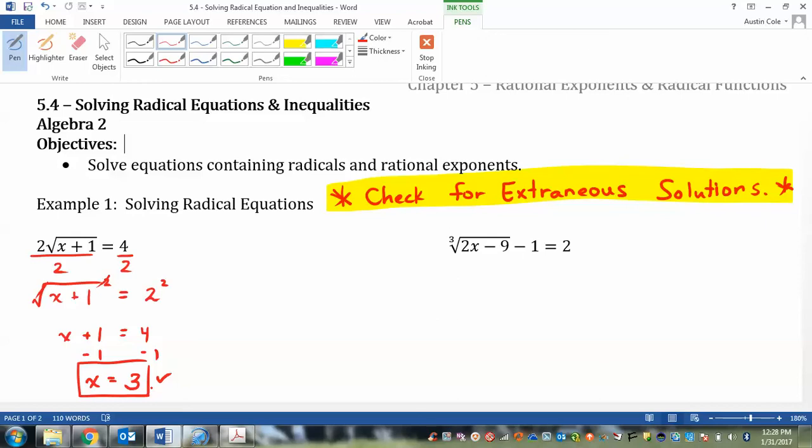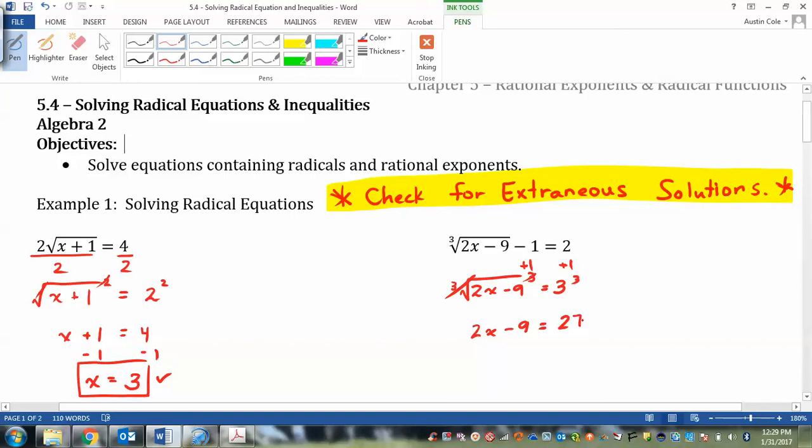What should I do first here on the second one? We're going to add 1 to both sides. Get that 1 over to the other side. So now I have the cube root of 2x minus 9 equals 3. How do I get rid of a cube root? Yeah, we're going to cube both sides. So the cube and the cube root go away. So I'm left with 2x minus 9. What's 3 cubed? 27. And now we can solve that from there.